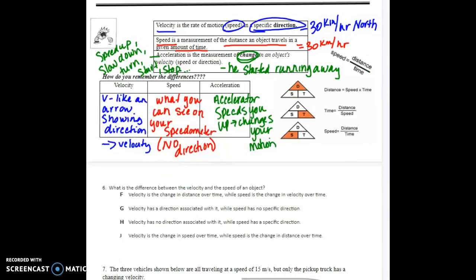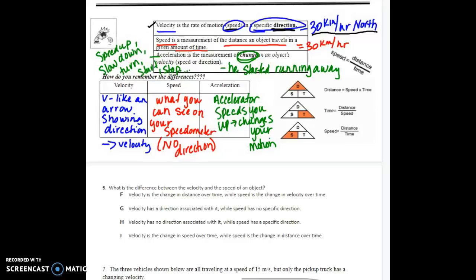All right, let's talk about speed, velocity, and acceleration. First off, we just have some definitions here. Velocity is the rate of motion or the speed in a specific direction. An example of velocity would be 30 kilometers per hour north. The direction does not have to be those directions that we use from a compass. It can be 30 kilometers per hour to Austin or 30 kilometers per hour to HEB. It just needs to be a direction, and that makes it a velocity.